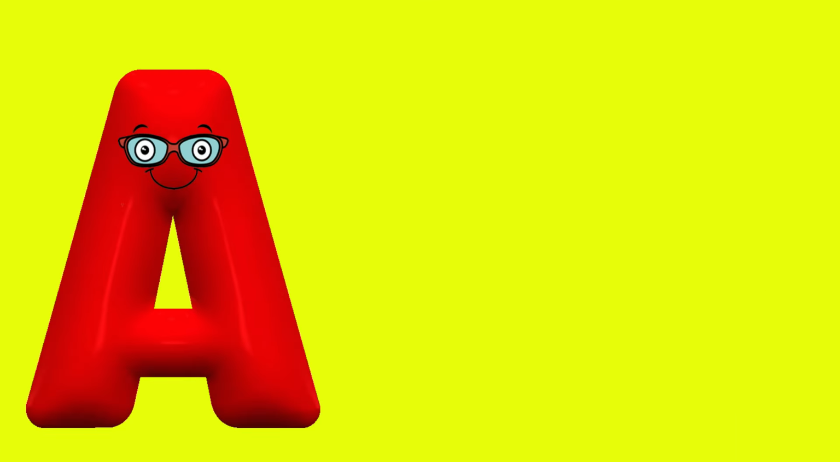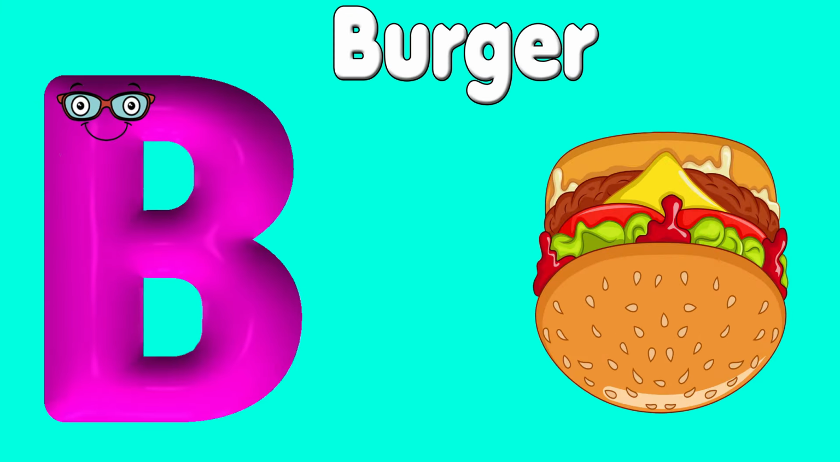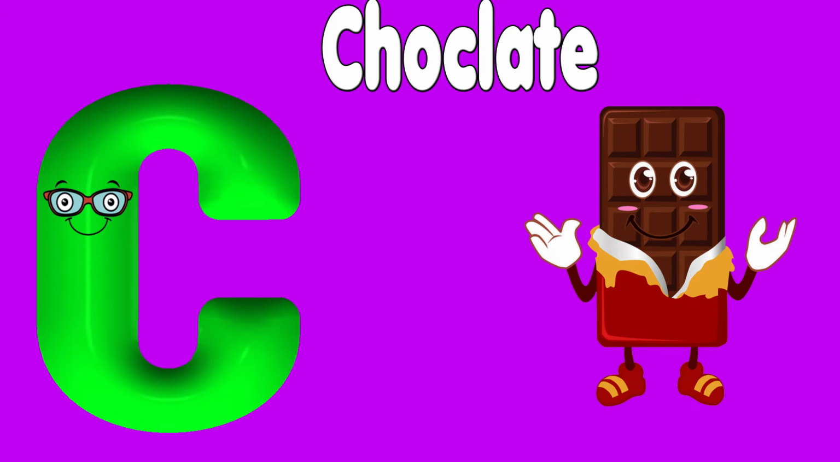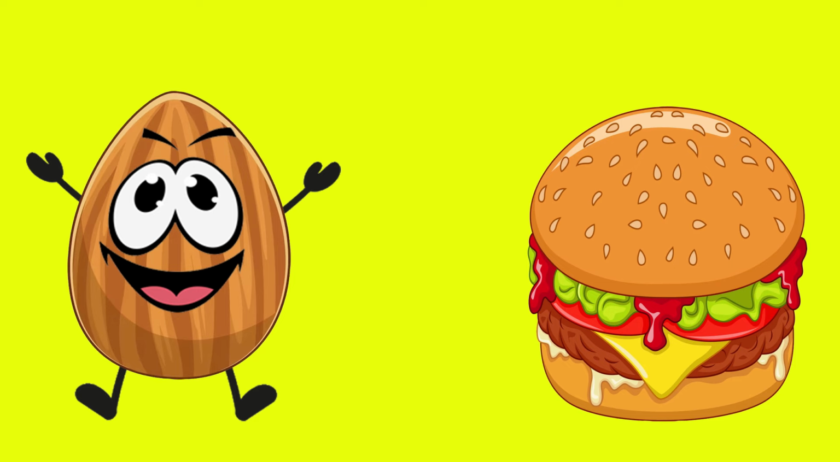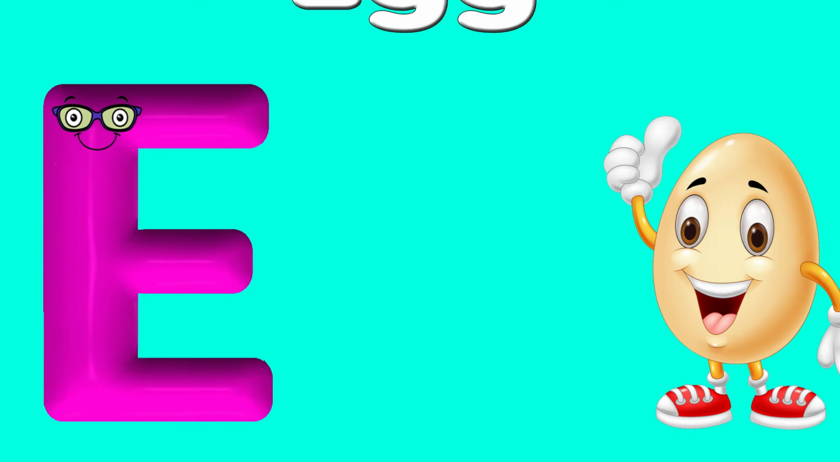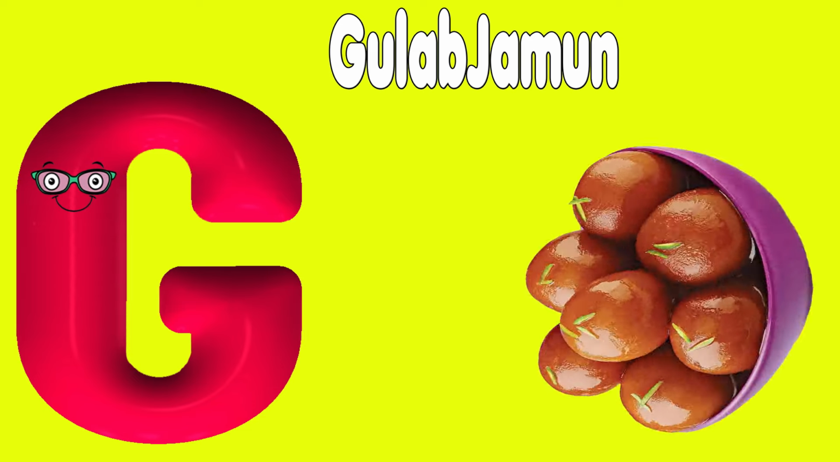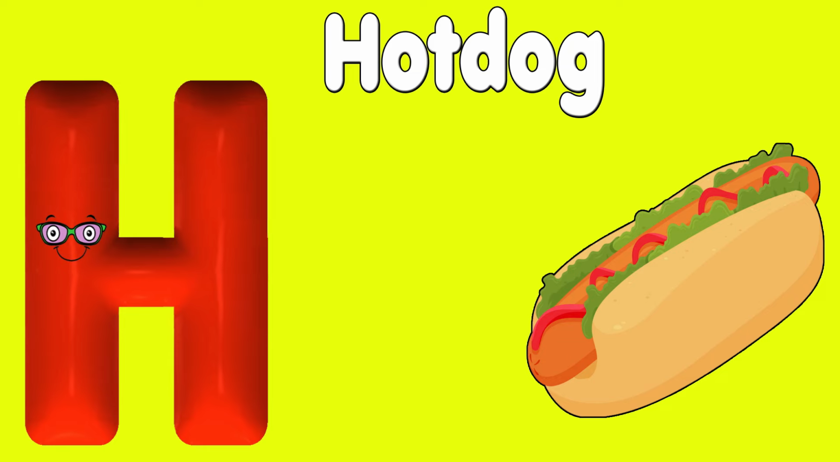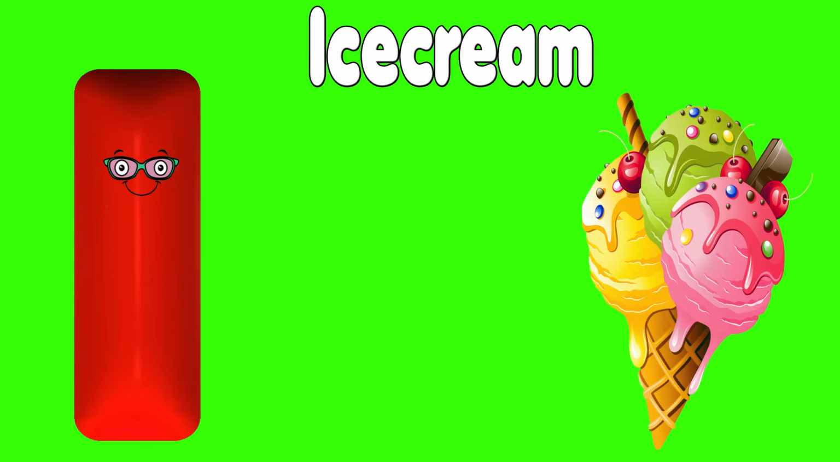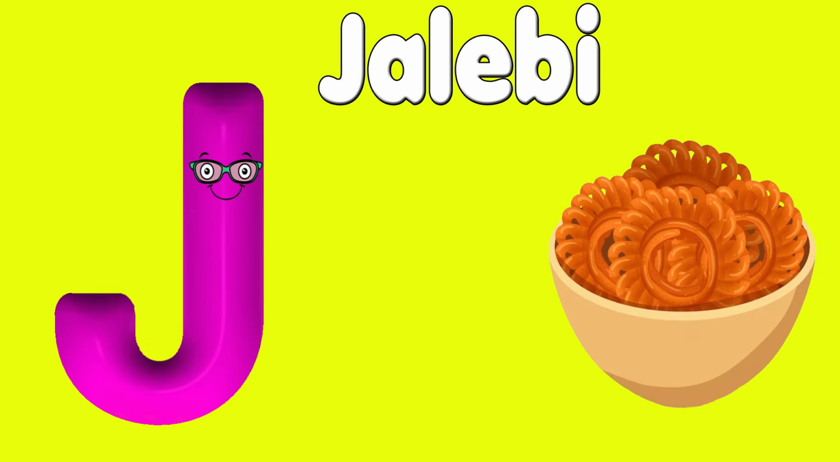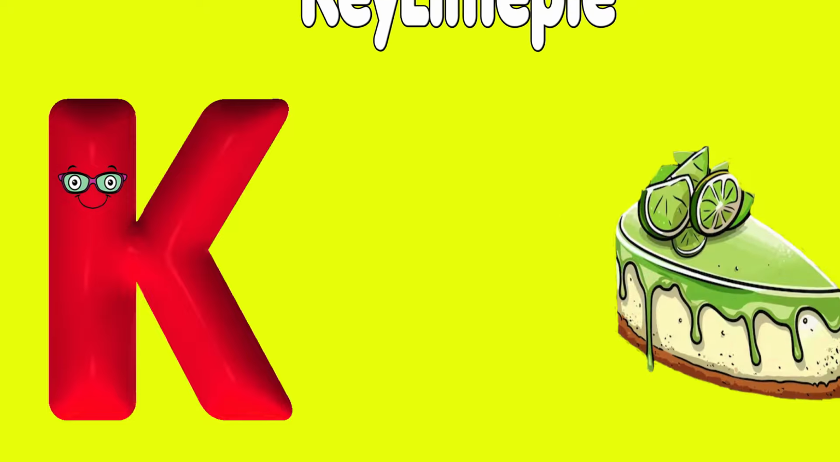A is for almond joy. B is for burger. C is for chocolate. D is for donuts. E is for egg. F is for French fries. G is for gulab jamun. H is for hot dog. I is for ice cream. J is for jelly bean. K is for key lime pie.